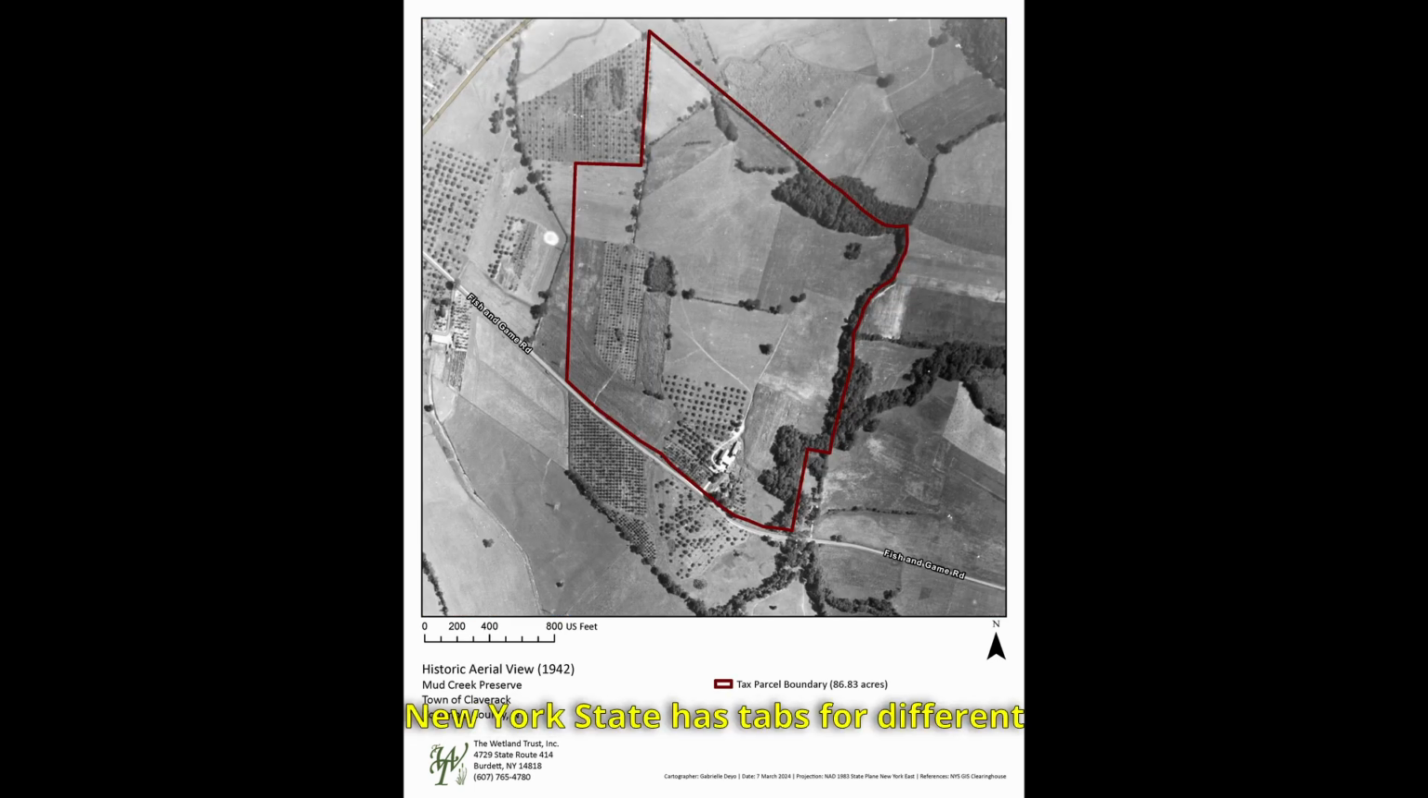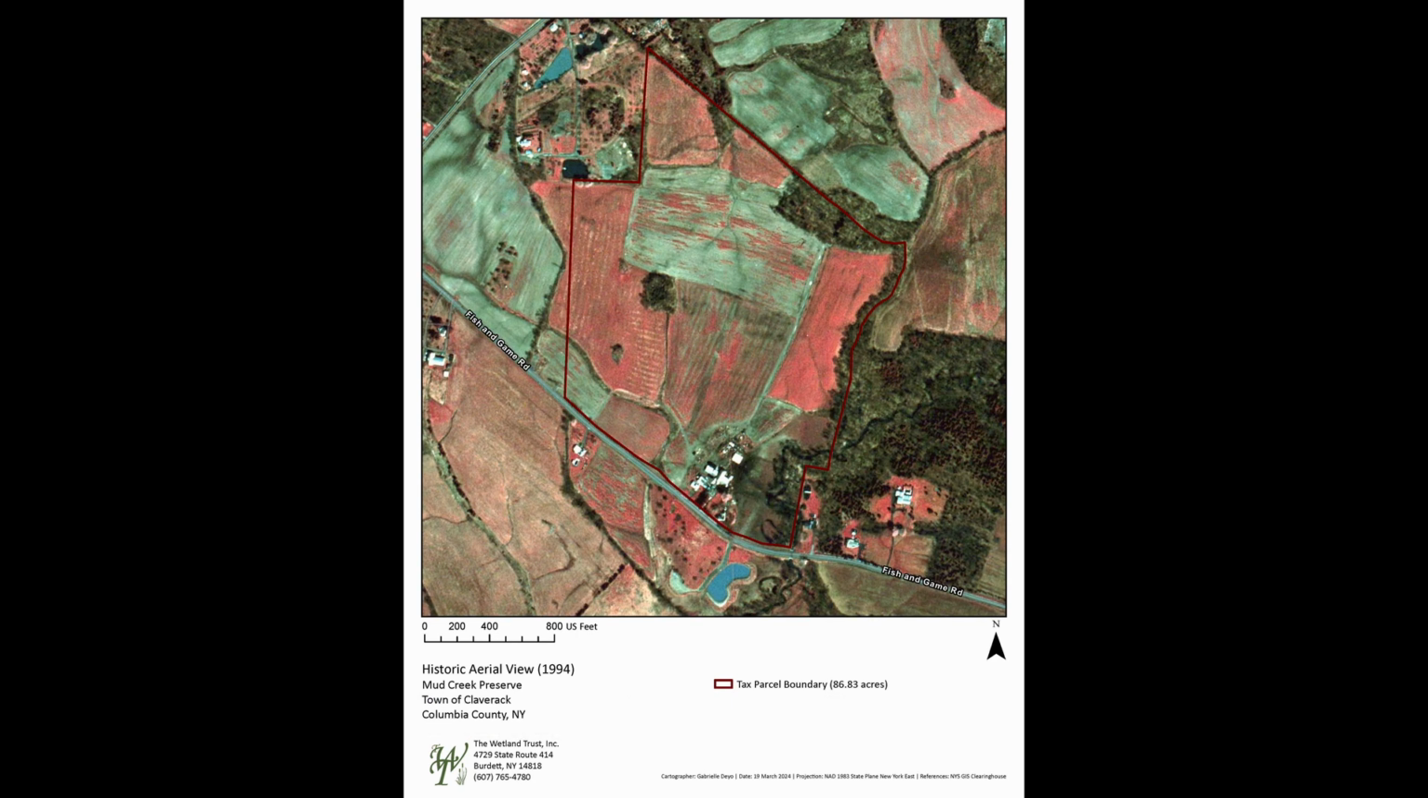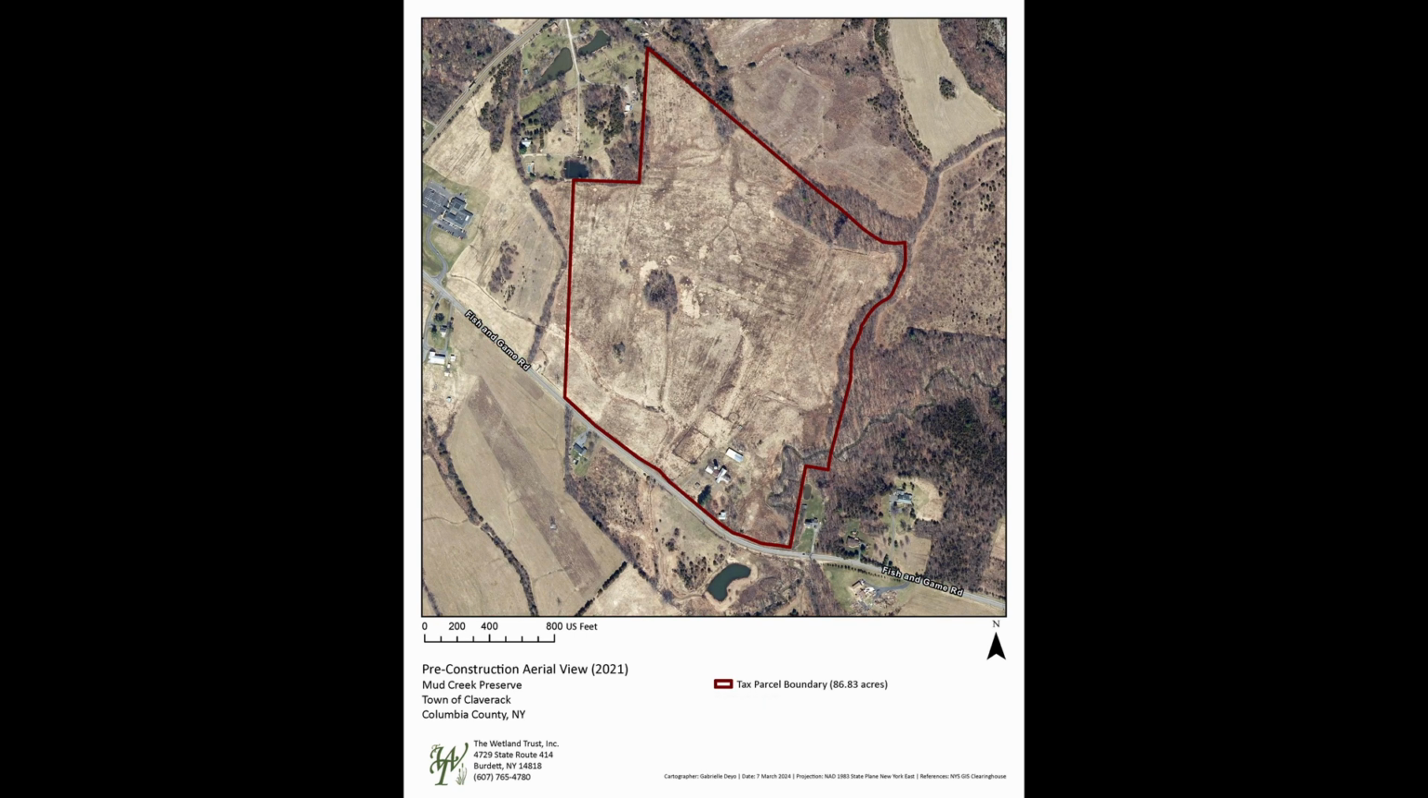New York State has tabs for different years of ortho images that can be used as base maps. Here are some maps showing aerial photographs that were taken in 1942, 1994, and 2021. You can see the areas that were farmed and the ditches that were dug many years ago.